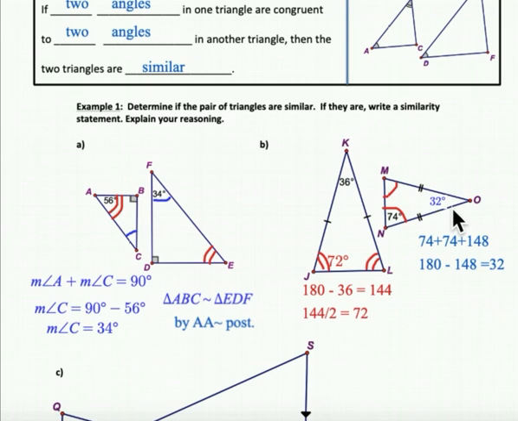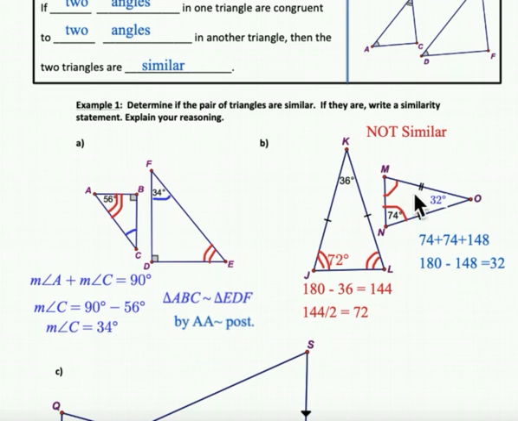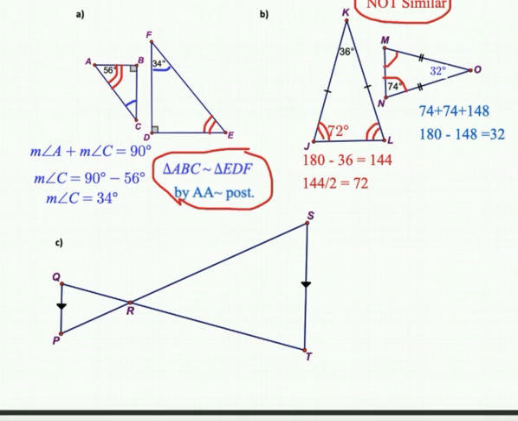And since there are not two angles in this triangle congruent to two angles in this triangle, I can say that these two triangles are not similar. So I'm going to go ahead and say that these two are not similar. And this one, it was similar. We had that triangle ABC was similar to triangle EDF by the angle-angle postulate. Let's go on to example C.